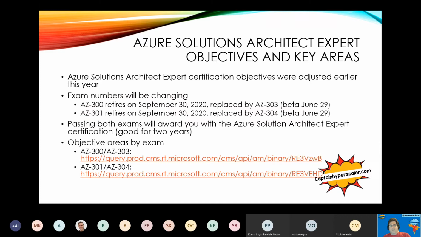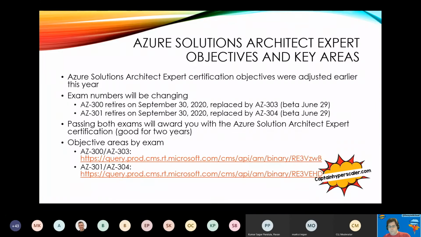So what are the objectives and key areas for becoming an Azure Solution Architect Expert? The objectives were actually adjusted earlier this year, and Microsoft is in the process right now of changing these exams to those new objectives. Right now, if you were to take the exam, you're going to look at the 300 or the 301, but those are going to be retired at the end of September, October 1st essentially, and be replaced by the AZ 303 and 304 exams.